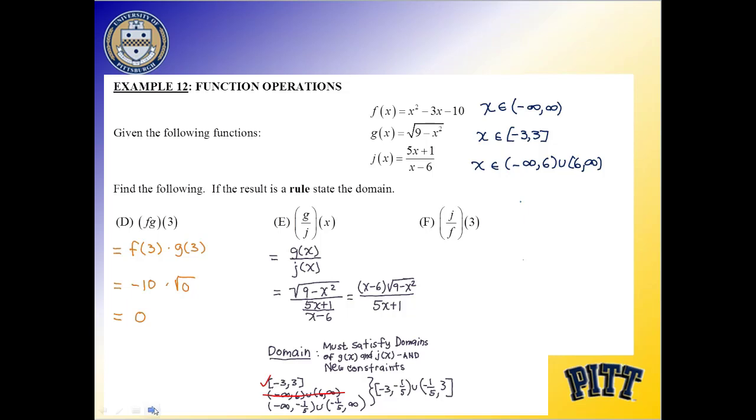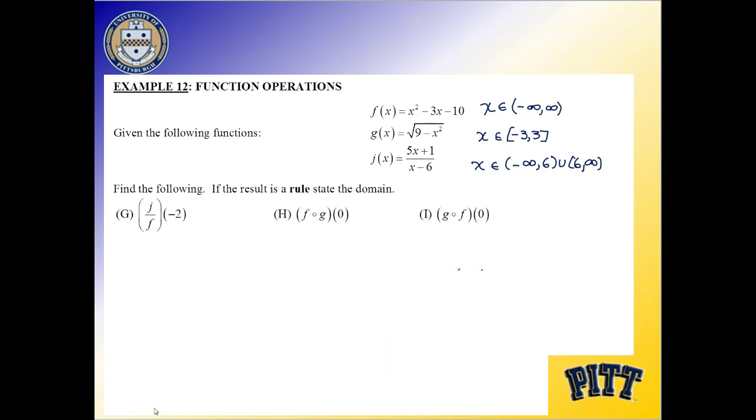J over f of 3, again that's j of 3 over f of 3. I'm just going to evaluate the two. J of 3, if I put that in, I get 16 over -3. F of 3 is -10. If I carry through the division, if I divide a fraction by an integer, it's the same thing as multiplying the denominator by that integer. Again, that's a rule of dividing fractions, and it's a rule that you're expected to already know. So 16 over -3 divided by -10 would be 16 over 30, which would reduce to 8/15, and that's what the answer for this one would be.